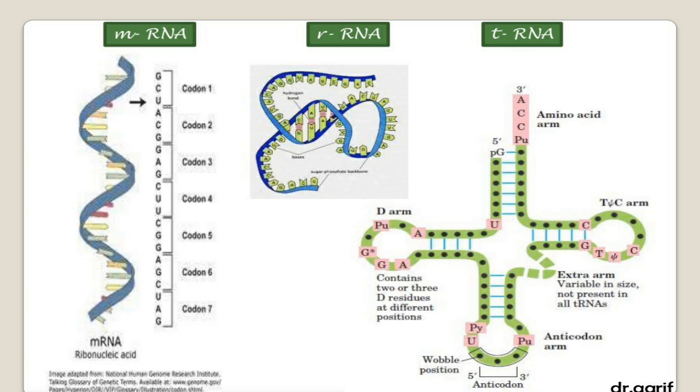So DNA is double stranded, RNA is single stranded. In DNA, thymine is present, and in RNA thymine is replaced with uracil. DNA is the genetic material in almost all living organisms except some viruses. RNA helps in protein synthesis. The details of DNA and RNA you will study in class 12 genetics. That's all.